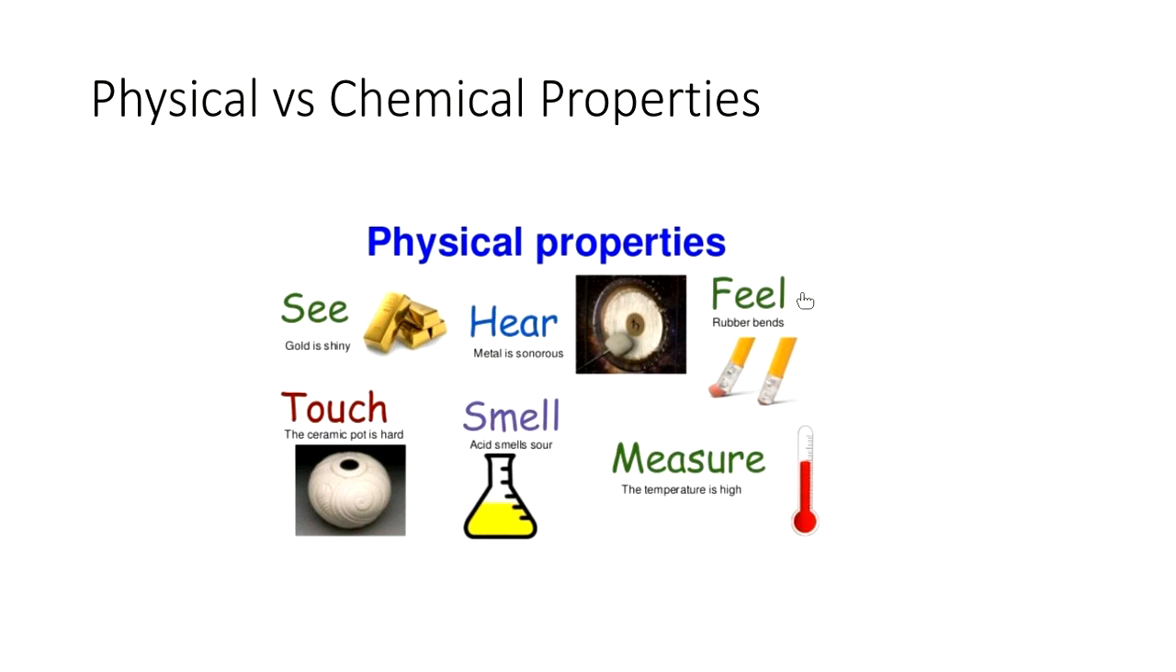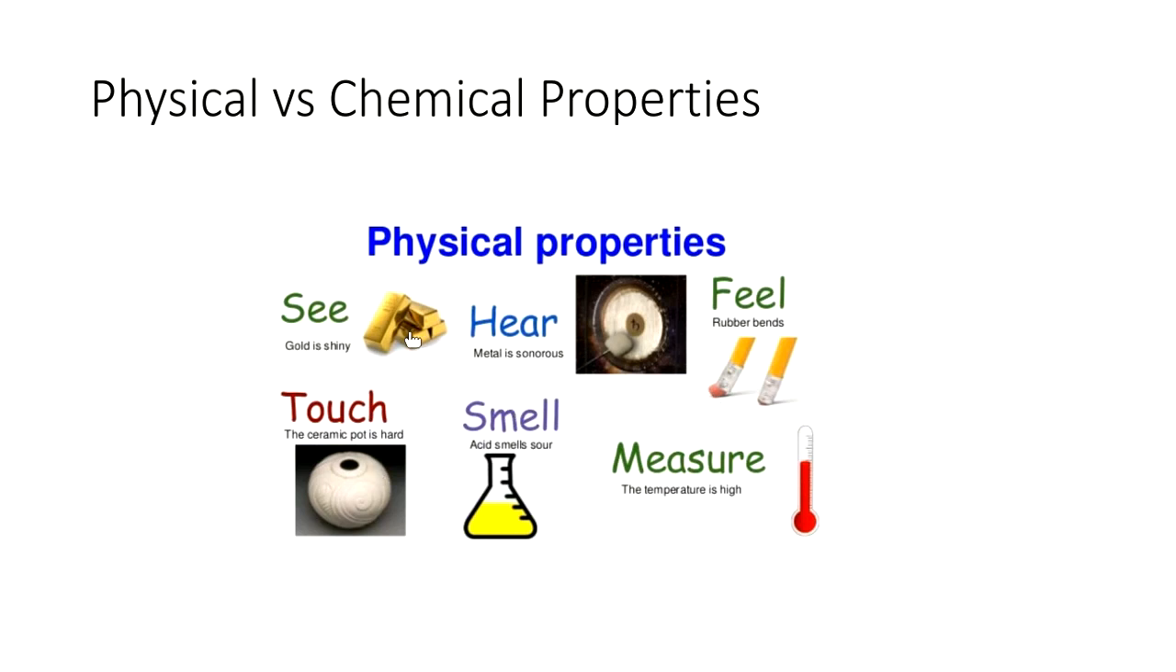So for example, this gold shiny, something we can see, or this metal producing some sound, or the consistency of the rubber bands, or if something is hard or soft.